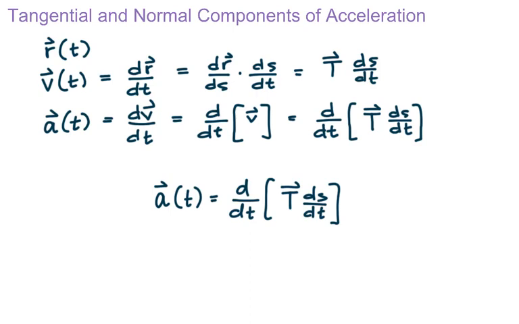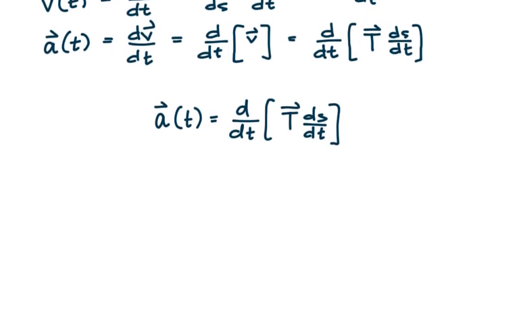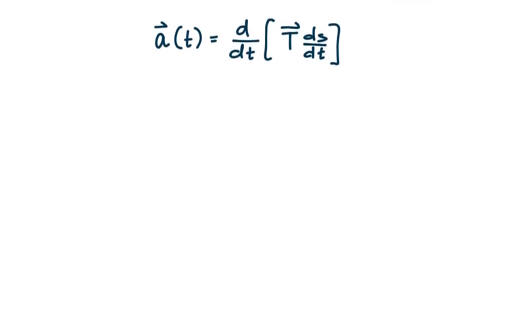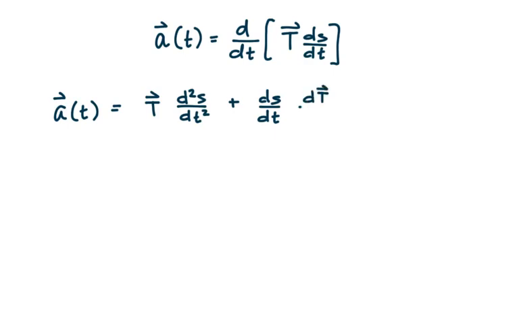So if I wanted to find the derivative of this, it is a product. We would need to use the product rule. So we could say that a of t equals first times the derivative of the second plus second times the derivative of the first. So first we'll have T, the derivative of a derivative gives us the second derivative, so d2s/dt squared, plus the second, ds/dt, times the derivative of the first, which is the derivative of T with respect to t.